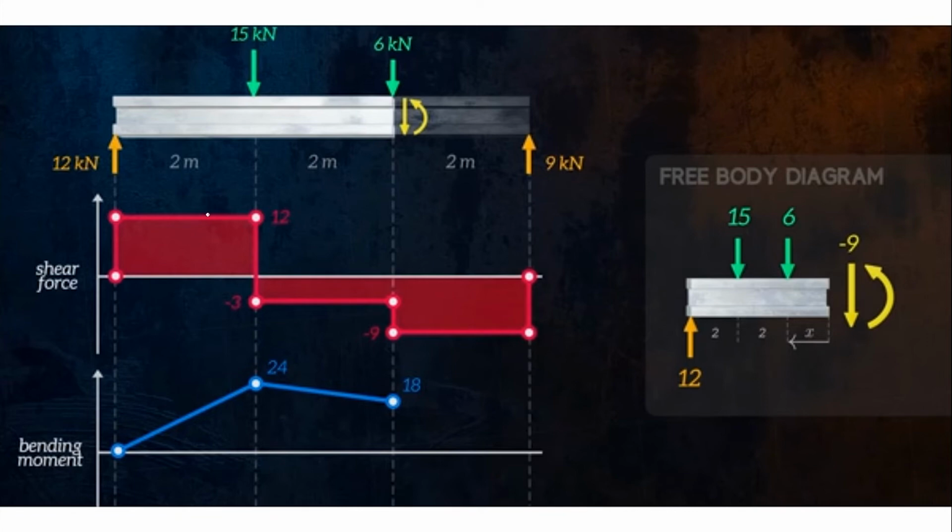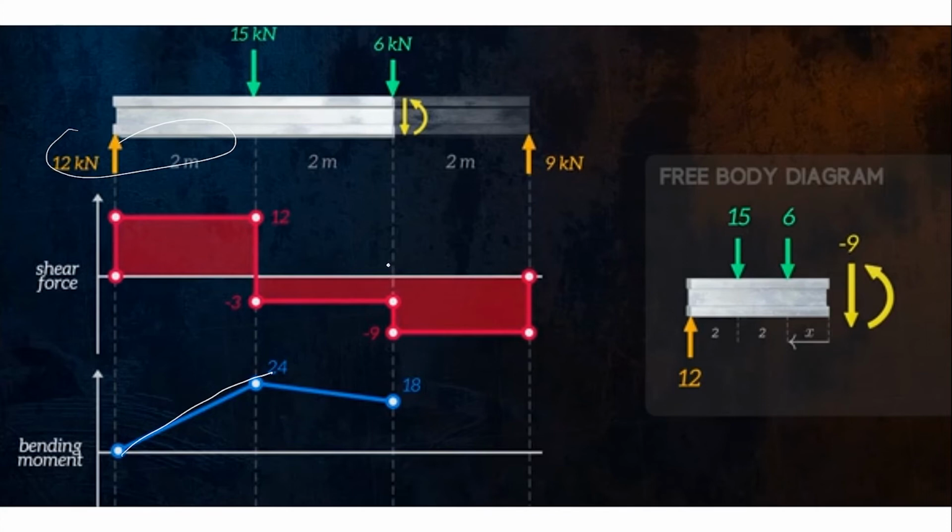So here, 12 times 2 is 24, right? Force times distance, right? So 12 times 2 is 24. Now here, because we cut it, right? We cut it here.